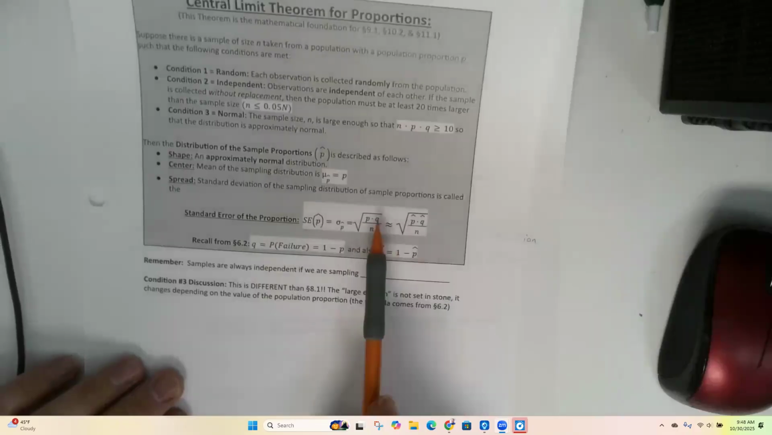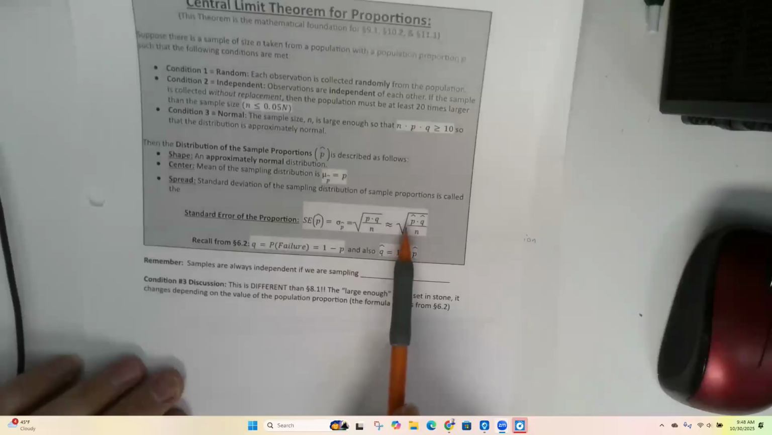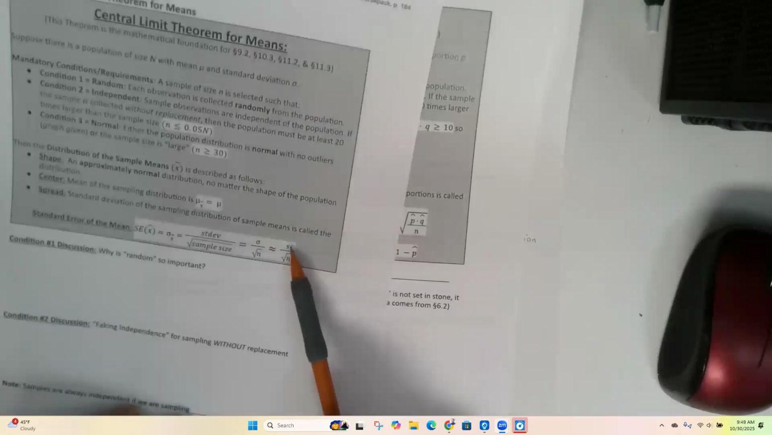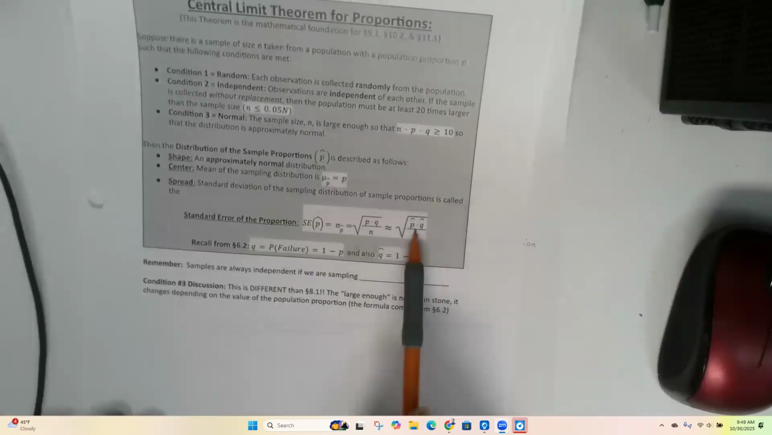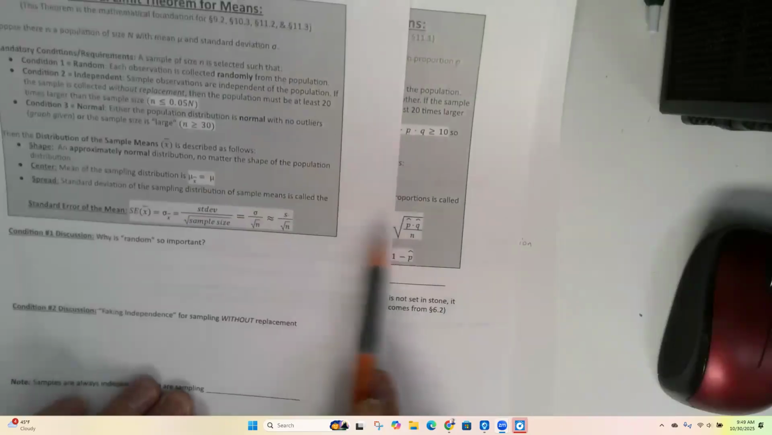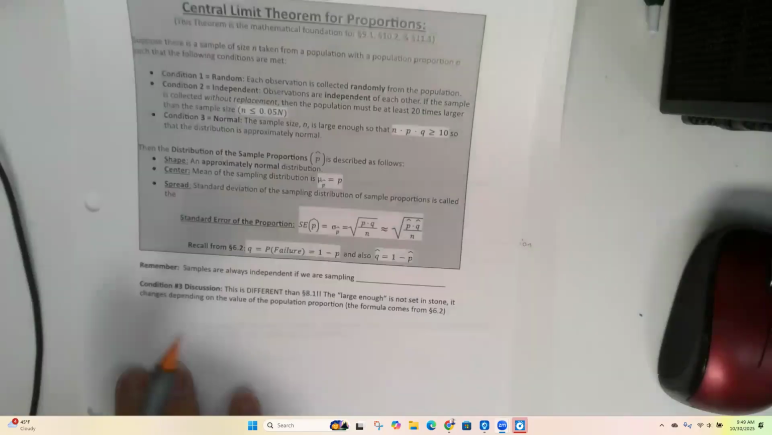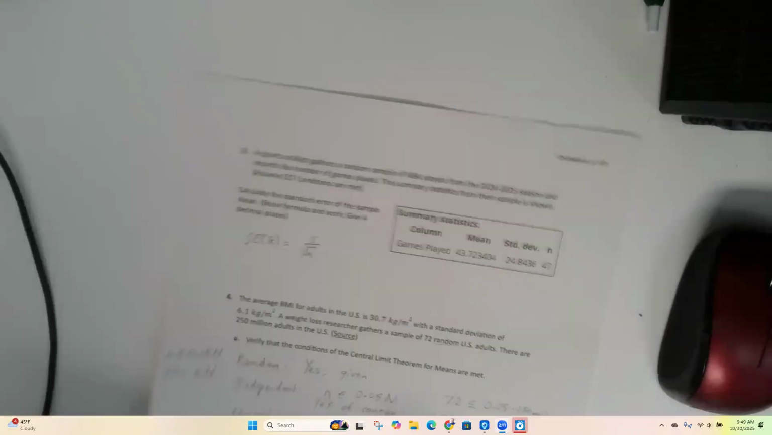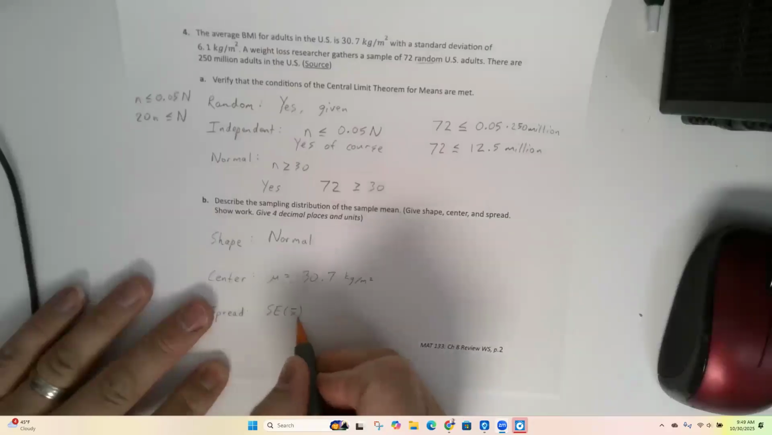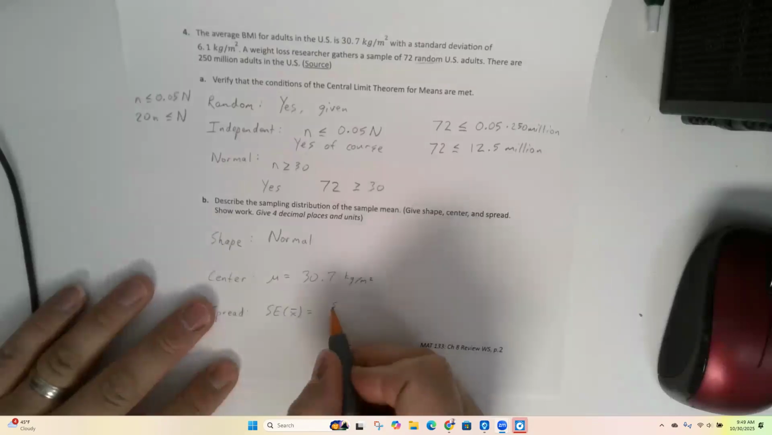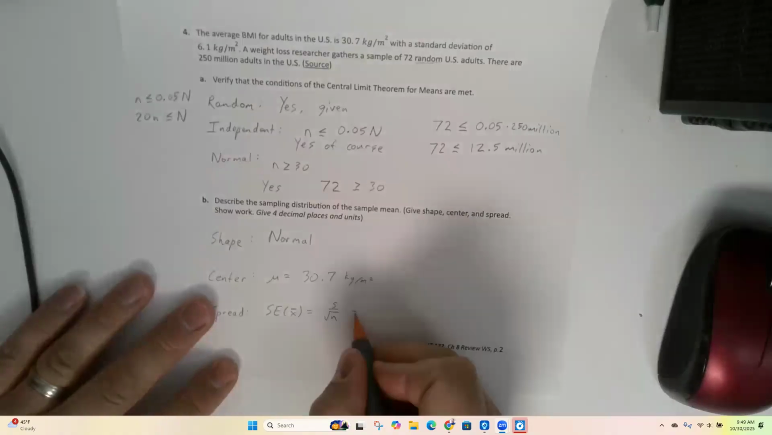So this actually is the same as the formula for means, because the standard deviation is going to be the square root of p hat times q hat, but I'm not going to make you write those out. Basically, it's one of these two formulas. In our case, the spread is the standard error. Standard error of the means is S over the square root of n.